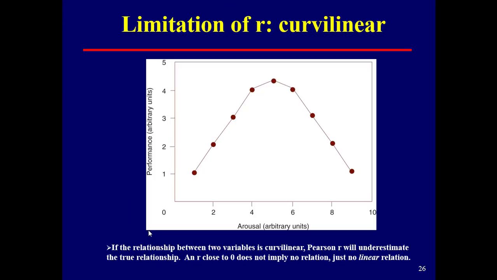The second major limitation of the Pearson R is that you can be misled.